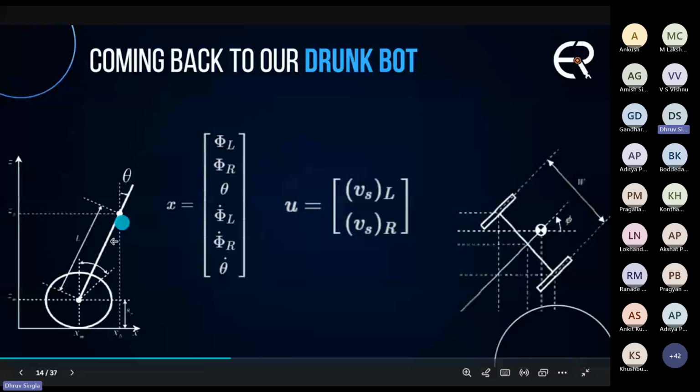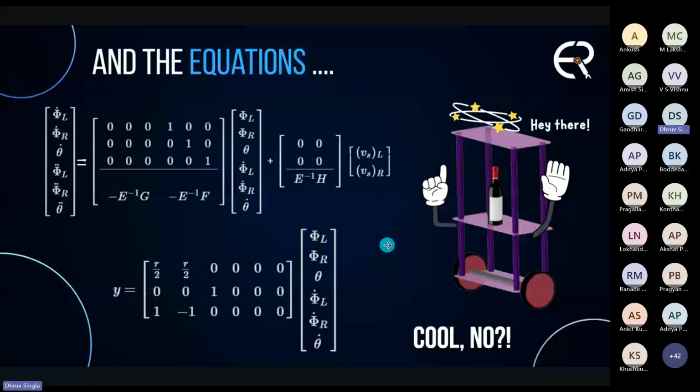Now, for the system we have the equations x dot equals Ax plus Bu. We can apply control systems to them and try to bring the boat back to balance.